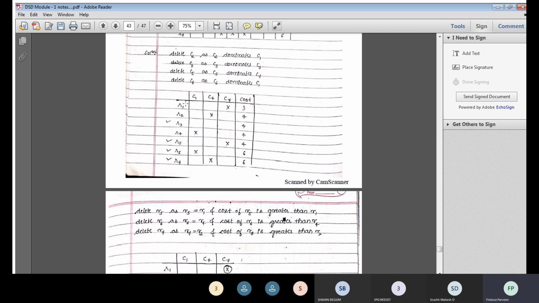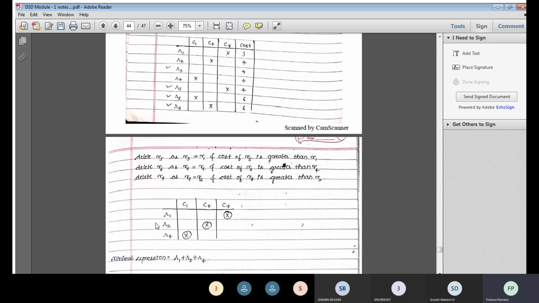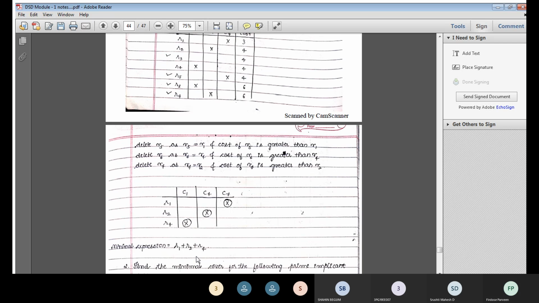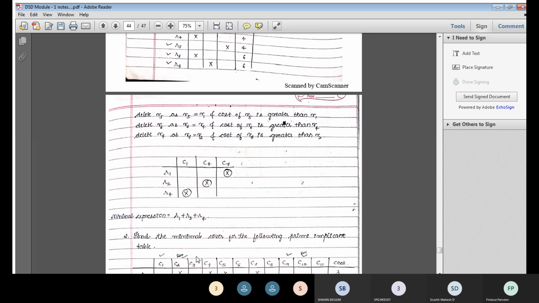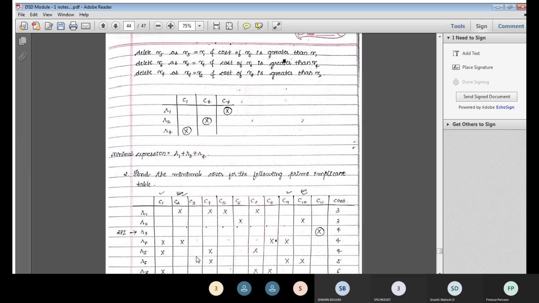After deleting, what is remaining? R1, R2 and R4 are remaining. Each has a single cross mark, so all of them become essential prime implicants. So the minimal expression will be R1 plus R2 plus R4. I'll continue in the next class.